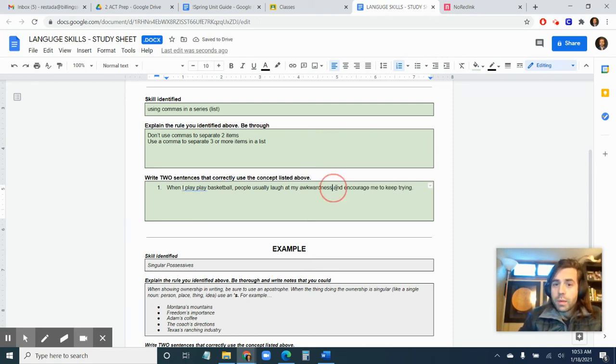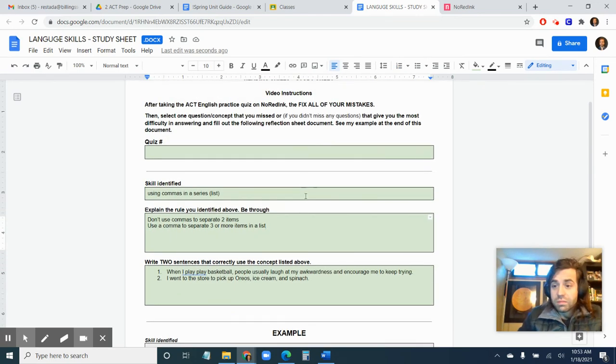Notice how I didn't put a comma between these 2 things, right? Because in my list, I'm only listing 2 things. What do people do when they see me play basketball? Well, they usually laugh and they encourage. Those are the 2 list items. So now let's do a list with 3 or more things. I went to the store to pick up Oreos, ice cream, and spinach. One healthy thing in there, right? And I used commas in this one to practice my use of 3 or more items.